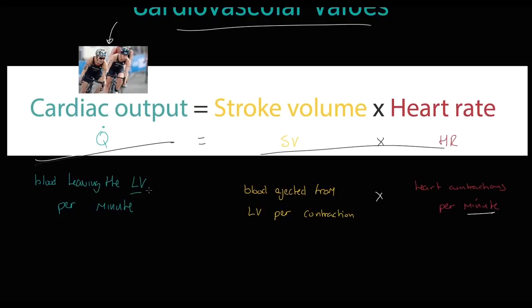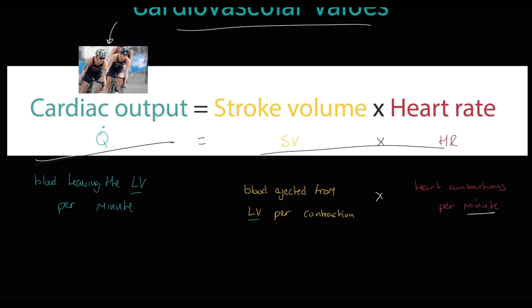Now, I've mentioned left ventricle a couple of times here. You might find examples that say leaving the heart, but I think you should be saying leaving the left ventricle. We are talking about the blood passing through the systemic circuit, so specifically leaving that left ventricle via the aorta, the aortic arch, and then into the network of arteries and arterioles leading to the capillaries. So that's why we want to be specific with that.